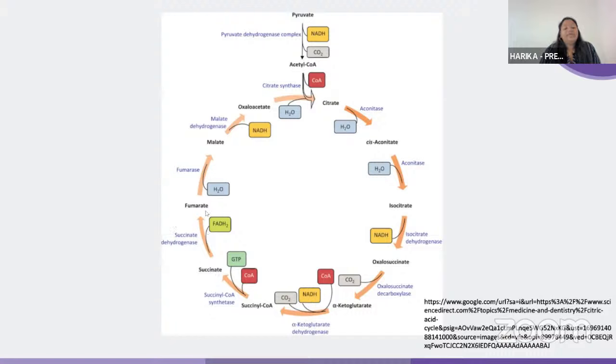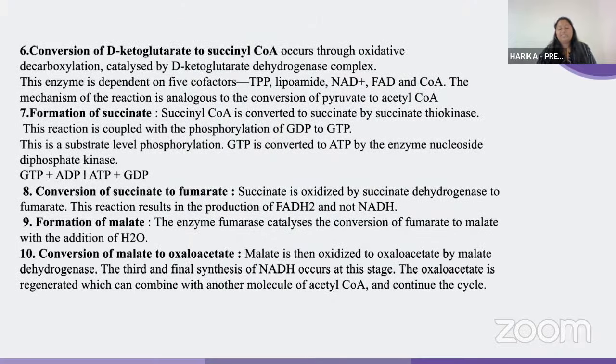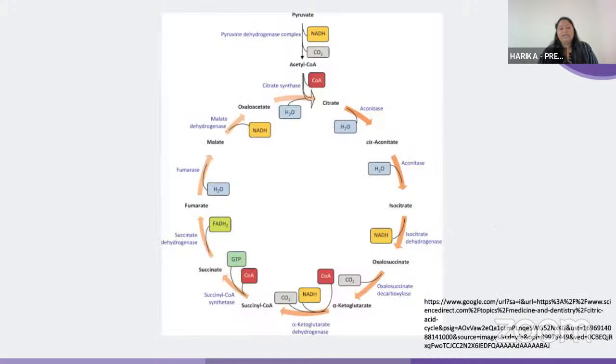Succinate gets converted into fumarate in the presence of succinate dehydrogenase, and then fumarate converts into malate in the presence of fumarase. Malate gets converted to oxaloacetate in the presence of malate dehydrogenase, and then again the cycle gets repeated. Oxaloacetate gets converted into citrate in the presence of citrate synthase. The cycle goes on repeating, and there are 10 steps involved in this cycle. Okay.